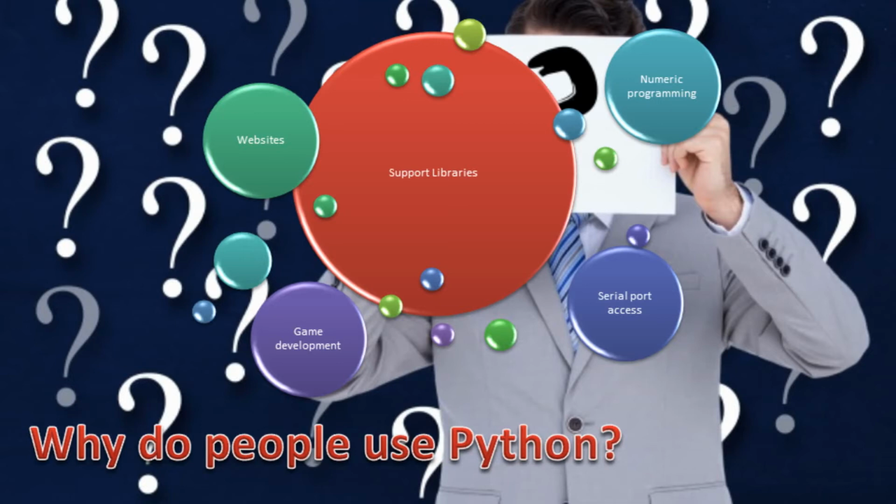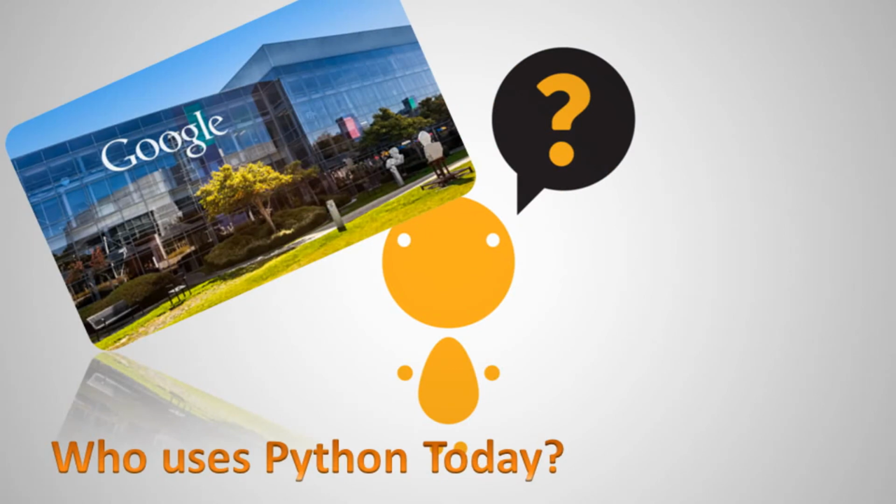systems and platforms. The second question is, who uses Python today? As you know, Python is in the 5th place in the world now, and here I would like to show you the main companies that use Python today.